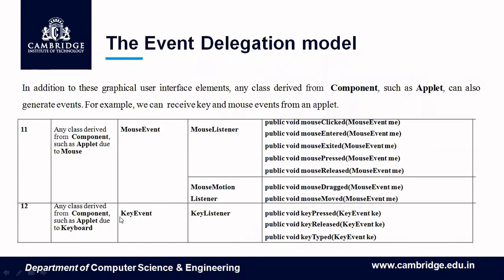Similarly, for any class derived from a component such as an applet, when the keyboard is used, a key event will be raised, and the interface that it has to implement is KeyListener. So I want you to know only these things now. Mouse means mouse event, two interfaces, MouseListener and MouseMotionListener, and there are seven methods. So now we'll do mouse events. Just look at these methods and remind me whenever I ask you: clicked, entered, exited, pressed, released, dragged, and moved.